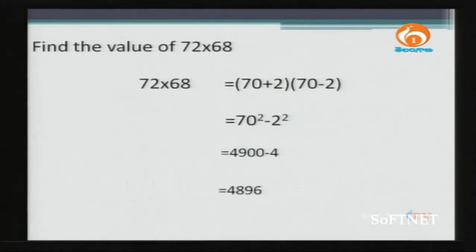So it is 70 square minus 2 square. You know that 7 square is 49, so 70 square is 4900. 2 square is 4. So 4900 minus 4 equals 4896. So how simple is it? Just now I explained two questions with solutions.